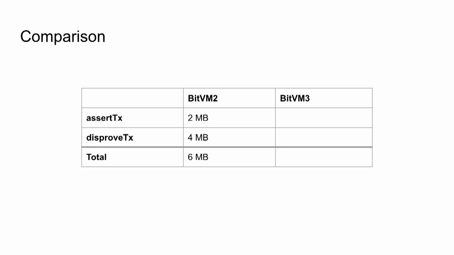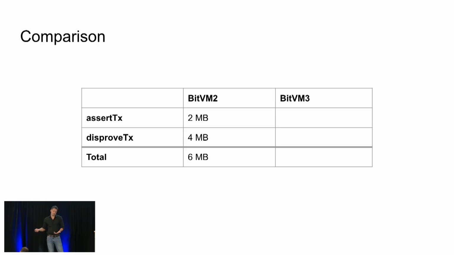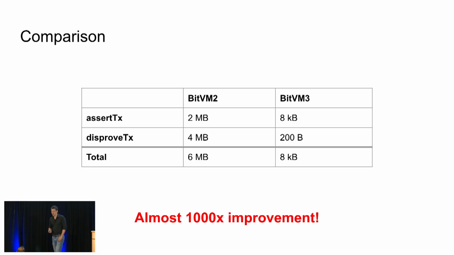Just to give you an overview of how drastic the improvement is, in BitVM2, this assert transaction was roughly 2 megabytes, and the disprove transaction, so to disprove an incorrect snark, it was 4 megabytes. So in total, the worst case cost was 6 megabytes. The happy path was still pretty efficient, but the worst case cost, which you had to be able to pay for, was almost 1.5 blocks of block space. So it was extremely expensive. And now with garbled circuits, it's vastly more efficient. The assert transaction can be shrunk down to 8 kilobytes. And the disprove transaction is just 200 bytes, which is almost a 1000x improvement, roughly.